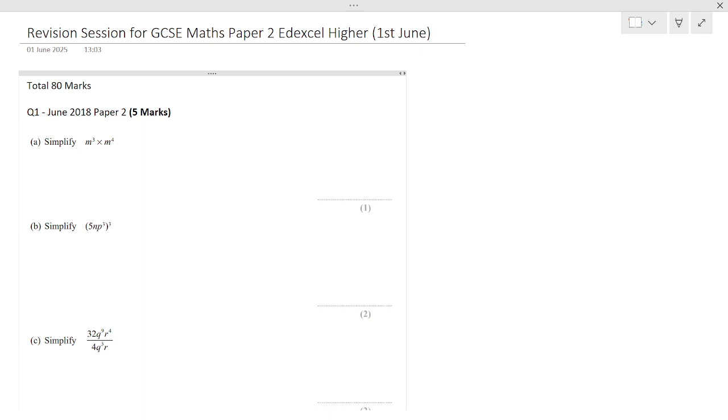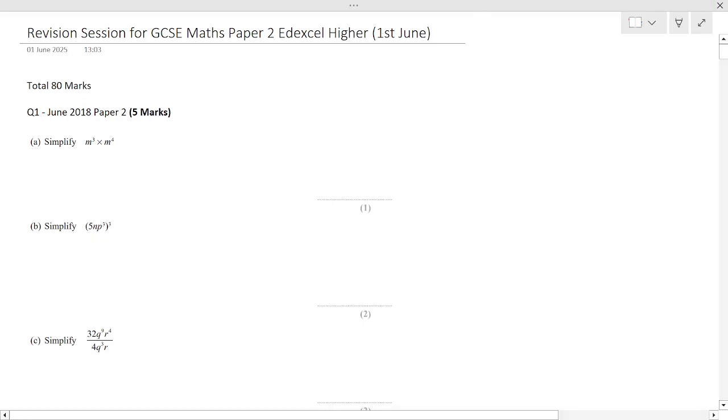So I'm not going to waffle as much in the intro now. But yeah, we're going to do some more GCSE revision for paper two. This is predominantly for higher, but obviously the first few questions will be for foundation as well, because the start of the higher paper is also the end of the foundation. So this will be of benefit to everyone really, but the focus is higher.